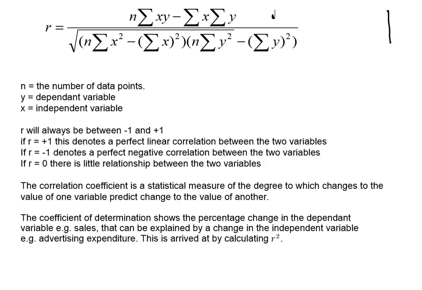We can also calculate the coefficient of determination, and that shows the percentage change in the dependent variable that can be explained by a change in the independent variable. That's arrived at by calculating r squared.